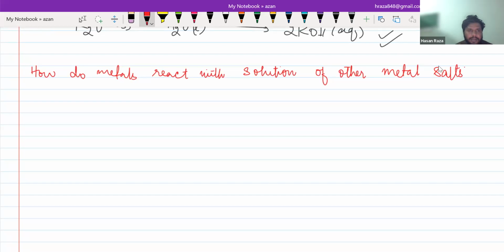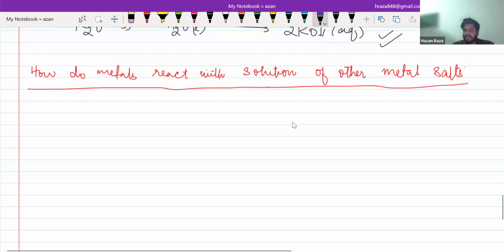Like if you are going to react a metal with a metal salt, then what happens? We are going to see there will be a displacement reaction, and there is a condition for displacement reaction. If the metal is more reactive than the metal present in the salt, then the reaction will take place. Otherwise, the reaction will not take place.